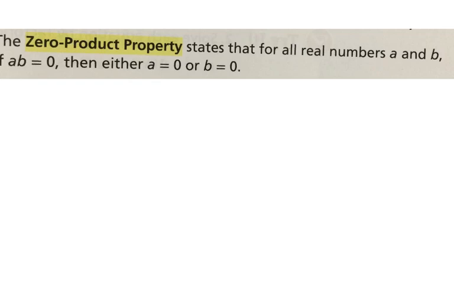The zero product property says if I multiply A times B and get 0, then what do I know? If I multiply two things to get 0, then either the first thing is 0 or the second thing is 0. I know, but I just didn't know the name of it. There it is. Zero product property.